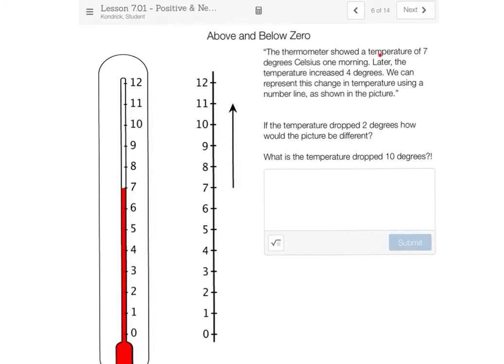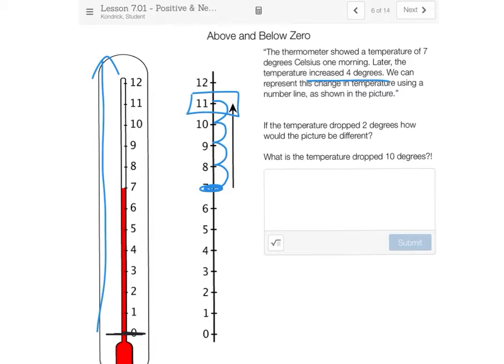The thermometer showed a temperature of 7 degrees Celsius one morning. Later, the temperature increased 4 degrees. We can represent this change in temperature using a number line as shown in the picture. Well, just like we discussed before, if I have 0, all of my numbers going up are positive. So if I started at a temperature of 7 and I increased it 4 degrees, that number is getting bigger by 1, 2, 3, 4 degrees. So now it's going to be at 11.